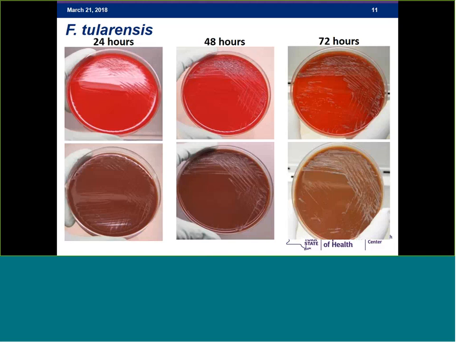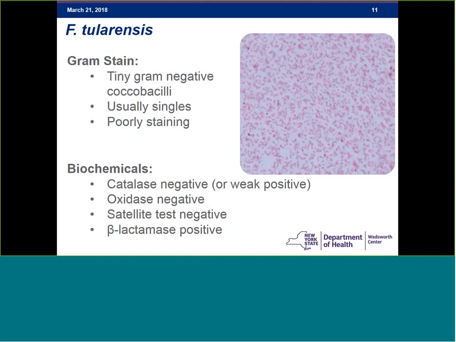Here you can see the slow-growing nature of Francisella tularensis on blood agar, which is shown on the top row, and chocolate agar shown on the bottom row. After approximately 48 hours, growth only reaches approximately 1 to 2 millimeters.